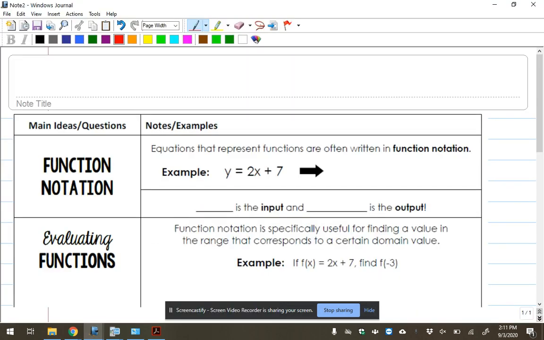All right, function notation. So this is kind of 8.5 function notation. All right. An equation, y equals 2x plus 7. What kind of equation is that? What form? Slope-intercept form. It's the same slope-intercept form you've used since 7th grade. It's not changed any. The difference in what we're doing today and that stuff is that we're going to use function notation. So instead of y, we're going to write f of x.